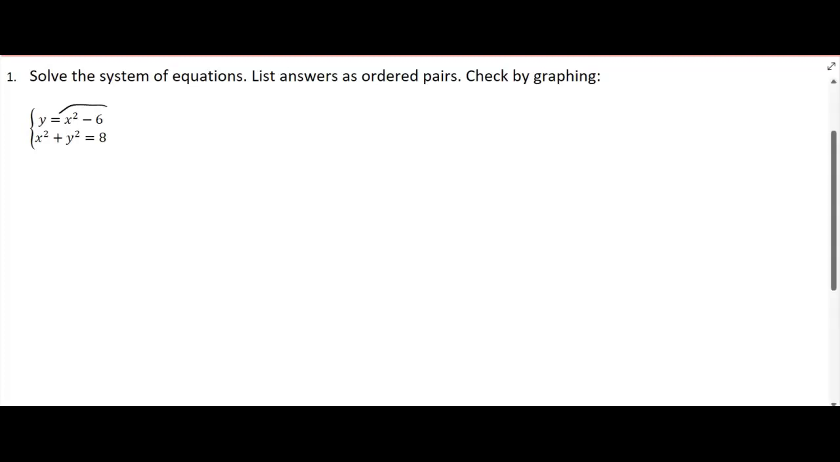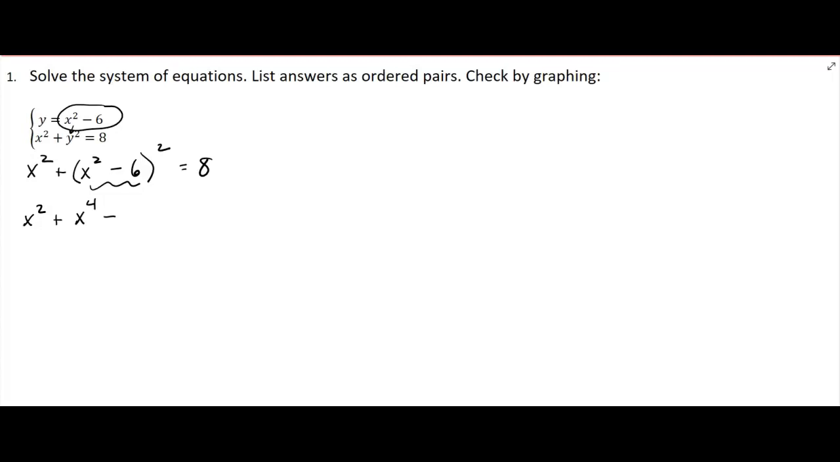So I can substitute x squared minus 6 for y in this equation. So I'm going to have x squared plus (x squared minus 6) squared, that's the y right here, equaling 8. Okay, so if you multiply that out, you're going to get x squared plus x to the fourth minus 12x squared plus 36 equals 8. And that's what it looks like.